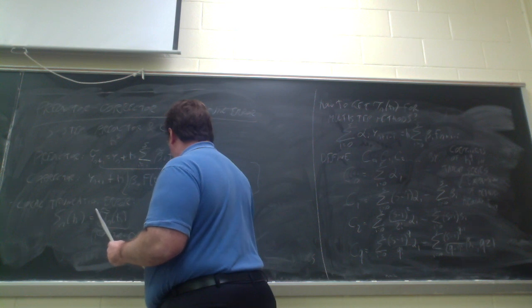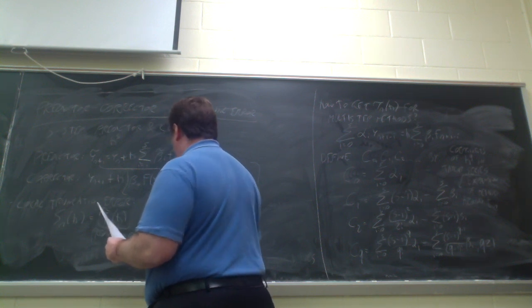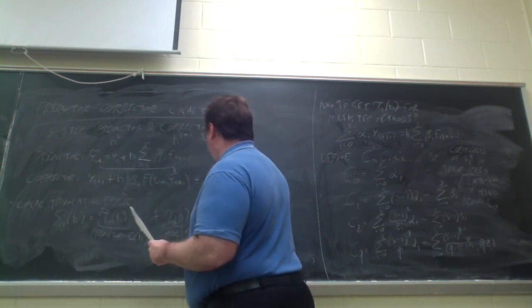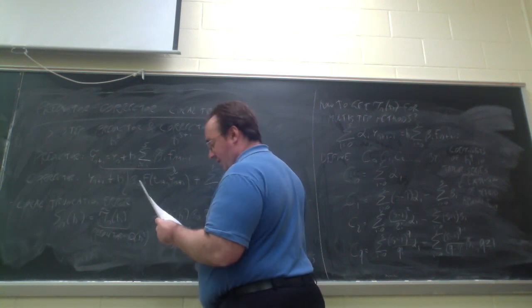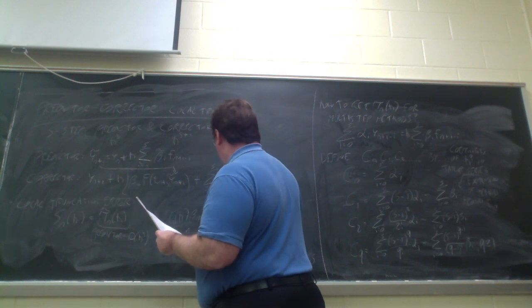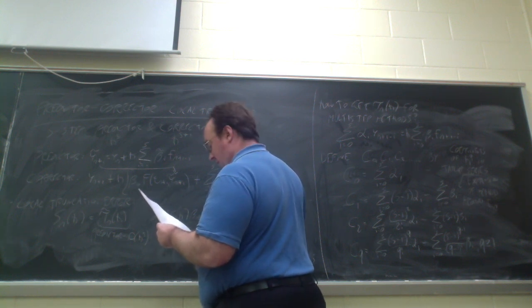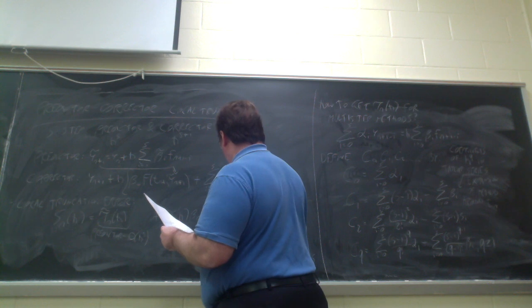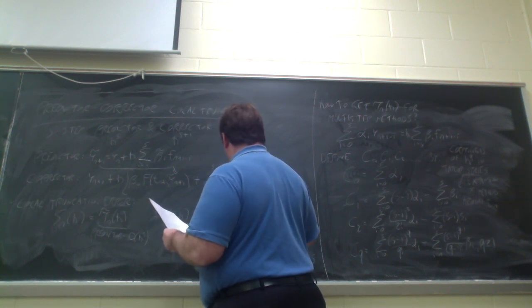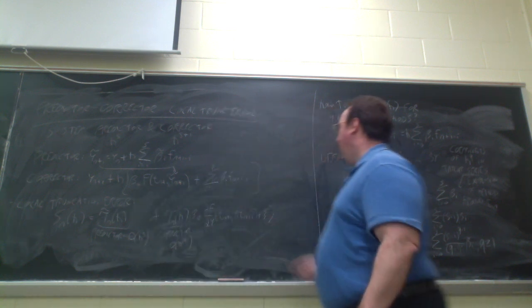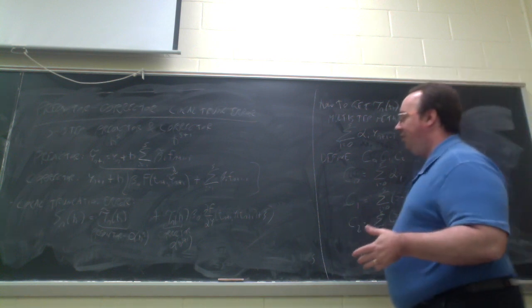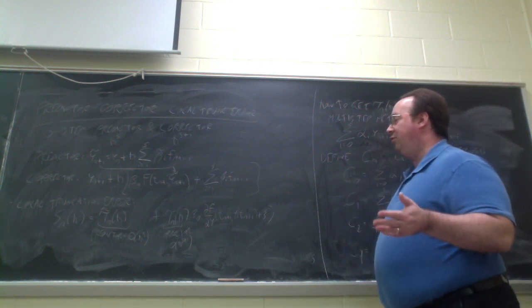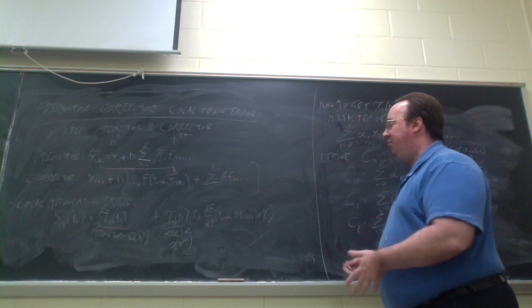That's the order h to the s plus 1 times beta naught partial of f with respect to y, where this is some unknown value that's being added on here. So the local truncation error of a predictor corrector is a combination of the local truncation errors of the individual methods being combined.